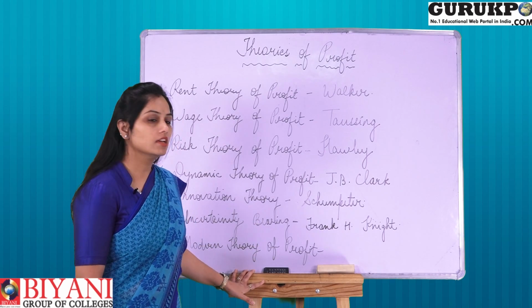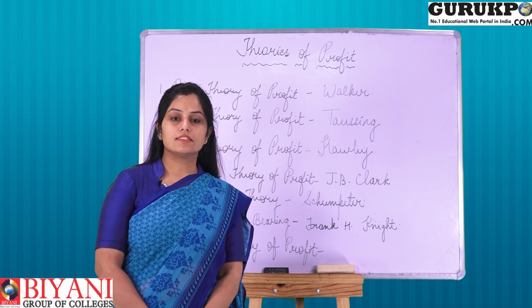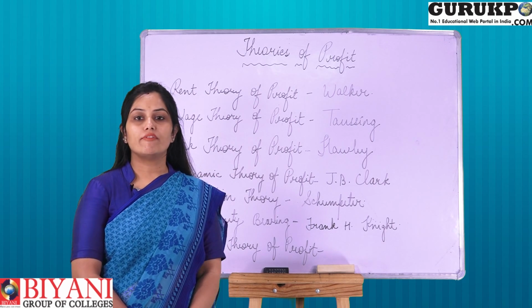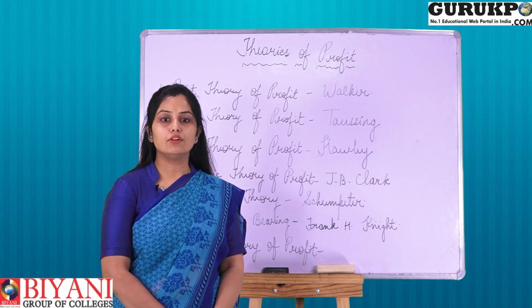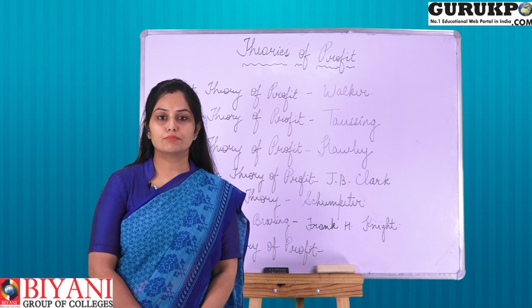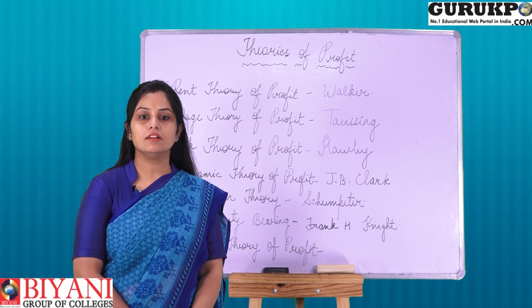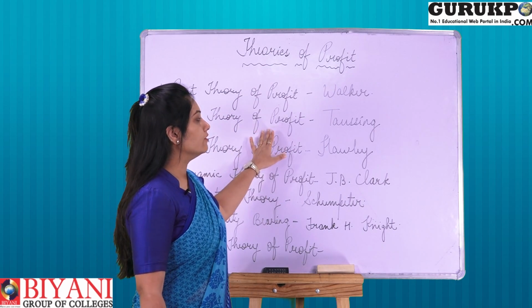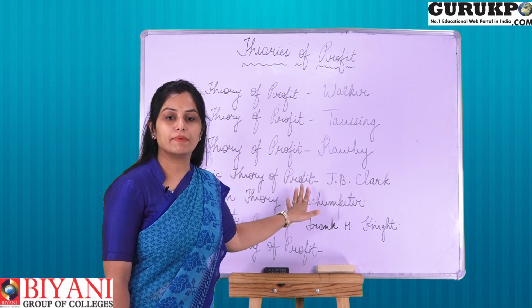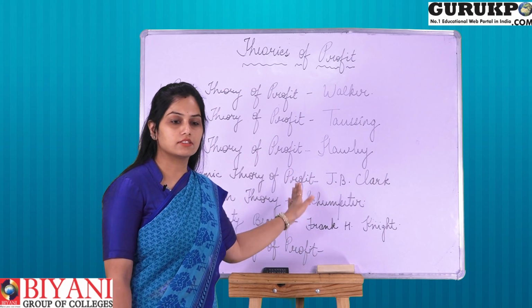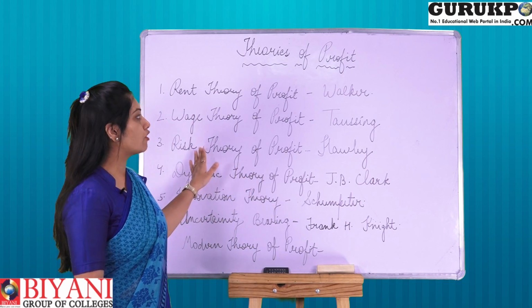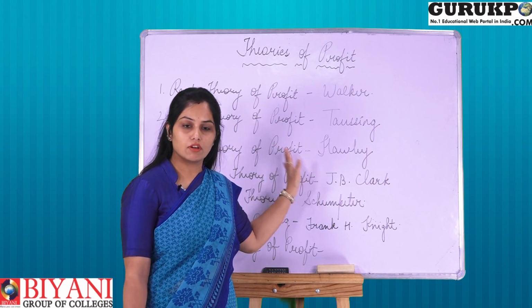The topic is theories of profit. This is a very important topic in economics, that is, how the profit is determined. As we have already told you, there are four factors of production, namely land, labor, capital and entrepreneur. The entrepreneur receives profit or loss depending on the kind of work he has done over the year, and at the end he gets the result in the form of profit or losses.